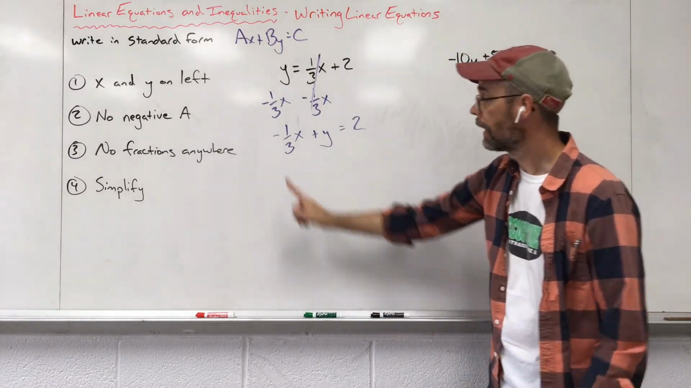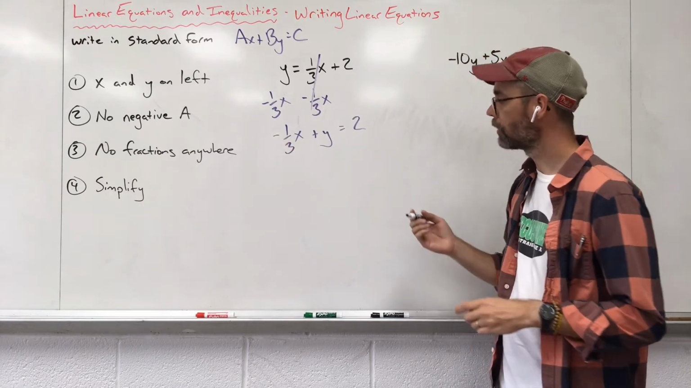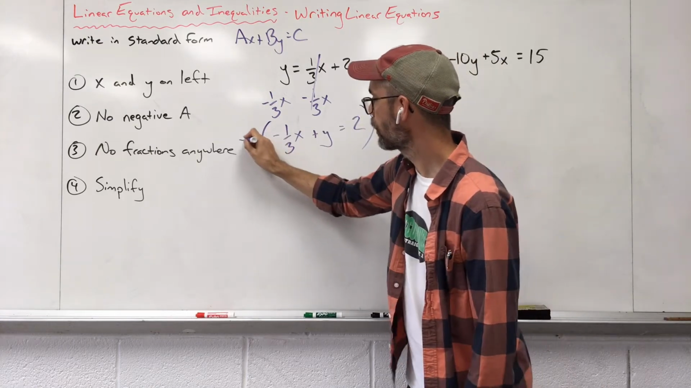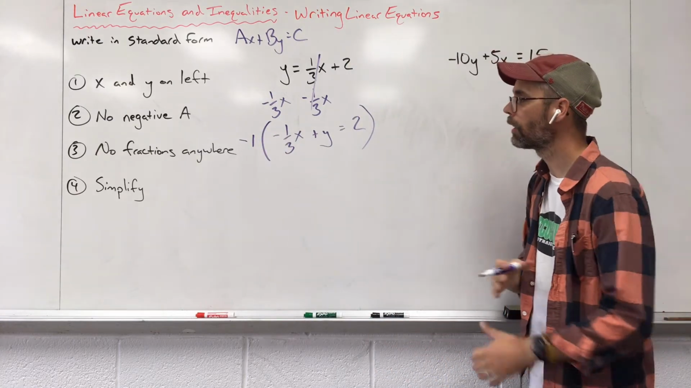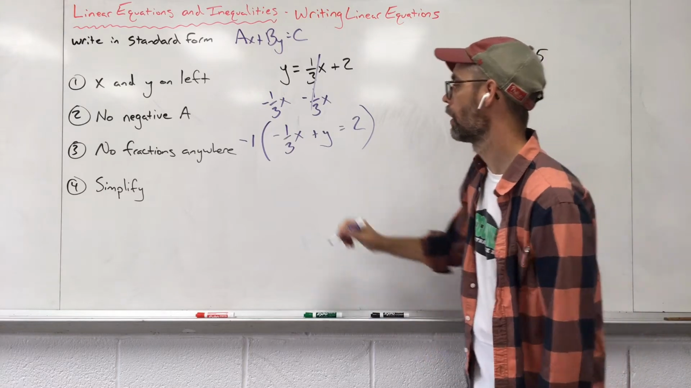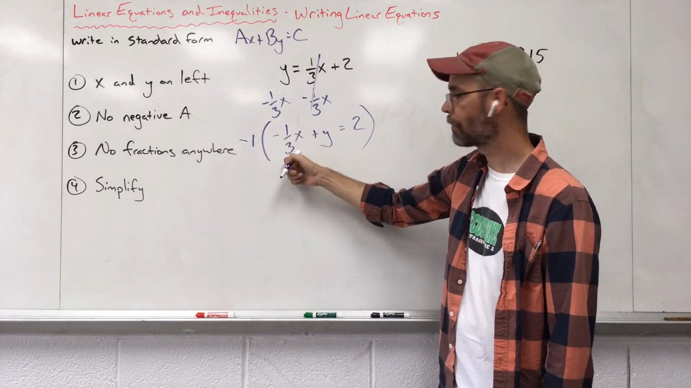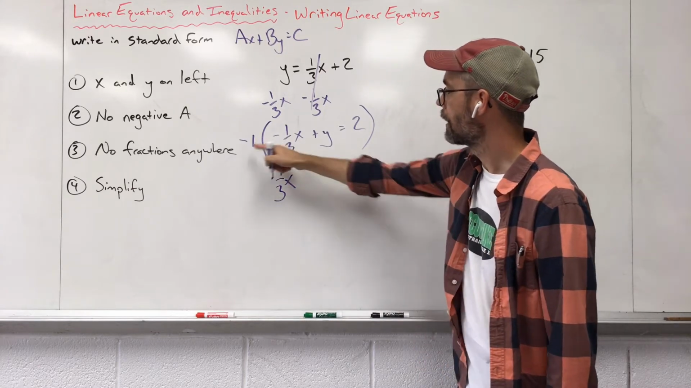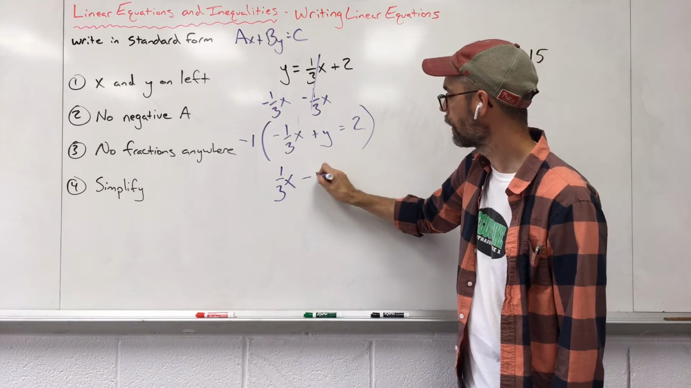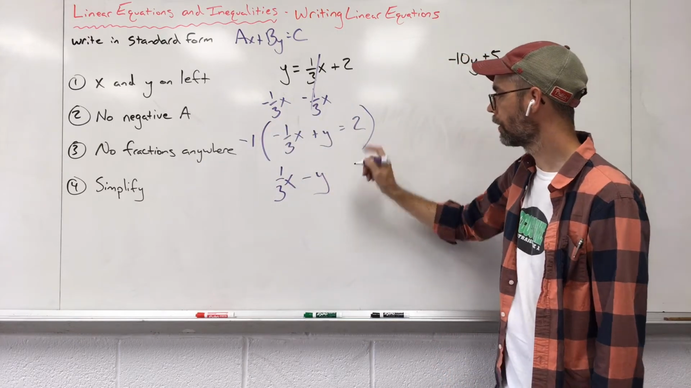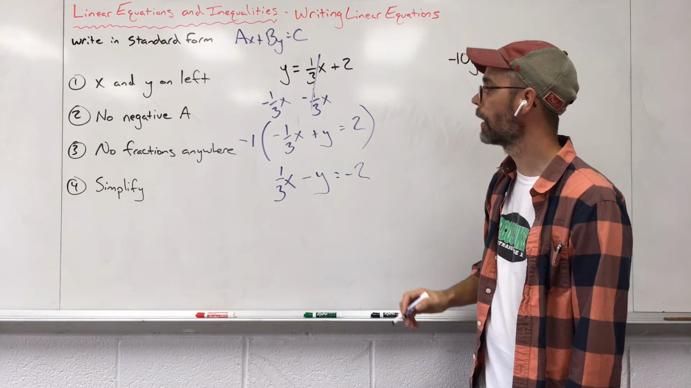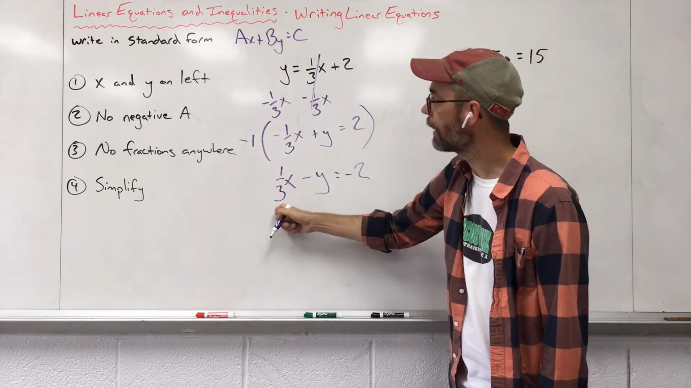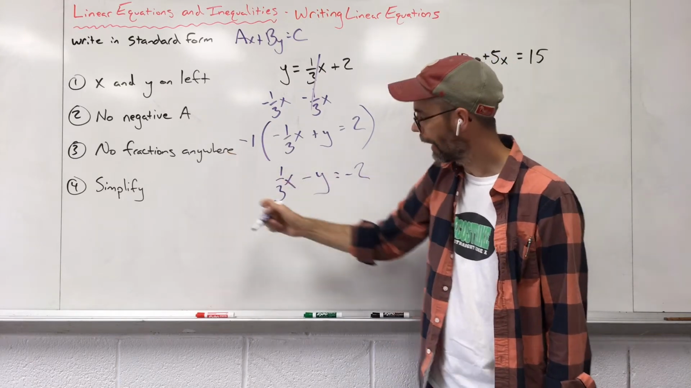Do we have a negative a? Yes. So what I'm going to do now is group my whole problem. I'm going to distribute a -1. I'm going to multiply -1 to everything, all or nothing. So -1 times this negative 1/3 turns to a positive 1/3 x. -1 times a y, negative y, -1 and the 2, -2. Okay? x and y are on the left. Yes. No negative a. Correct. No fractions anywhere. I got a fraction here.